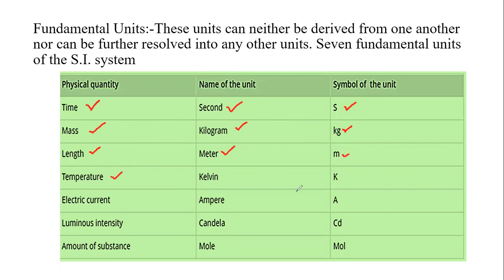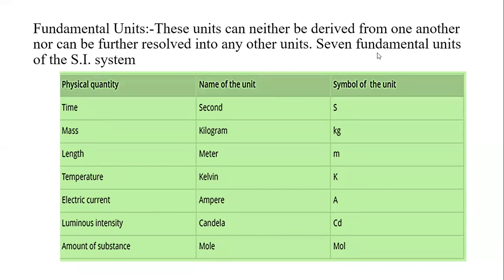Temperature has the unit Kelvin represented by K. Electric current has the unit ampere represented by A. Luminous intensity is the quantity to measure the intensity of light, having the unit candela represented as cd. Amount of substance is represented by the unit mole, and the symbol of the unit is mol.